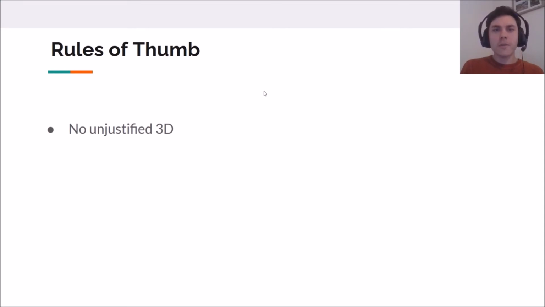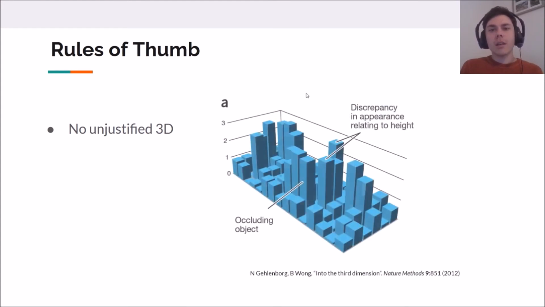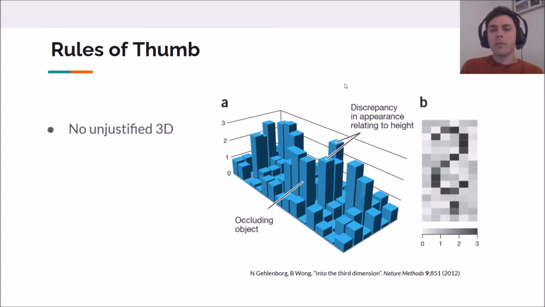No unjustified 3D. This is like a mantra in the visualization community. As an example, I have here this 3D bar chart. And I don't know if somebody of you can see what the actual data shows, but here there's a lot of occlusion and discrepancies in the appearance of the heights of the bars. If you look at a different kind of visualization, a simple heat map that shows the data from the top, you can see that this is actually supposed to be a question mark, which is almost impossible to see, in my opinion, in this 3D bar chart.